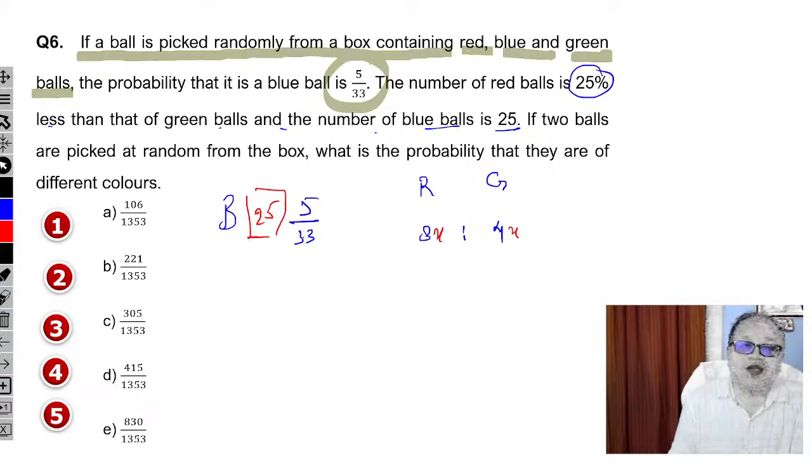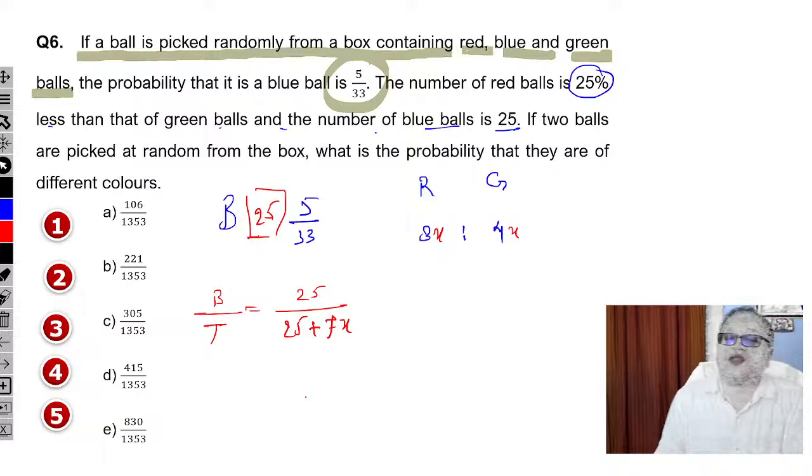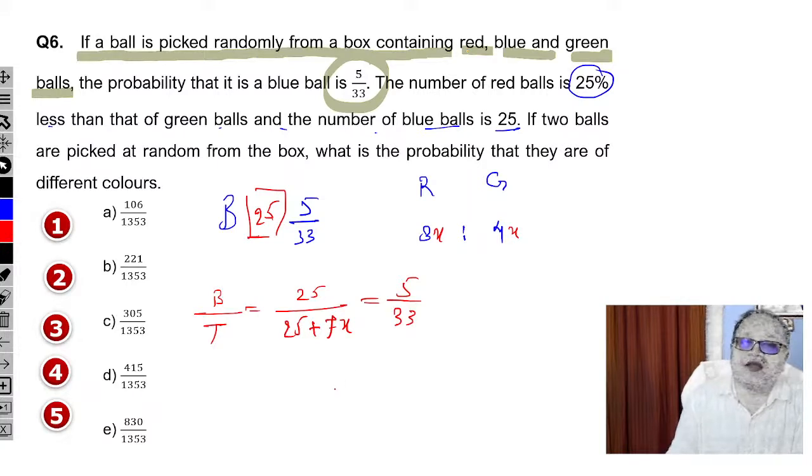So the probability of getting a blue ball is the number of blue balls by the total, which is already given to us. That's 25 is the number of blue balls, and the total balls are 25 plus 7x. And that probability is mentioned as 5 by 33. So now you understand, you get the x value, and the moment you get the x value, you will get the number of red balls and also the number of green balls.